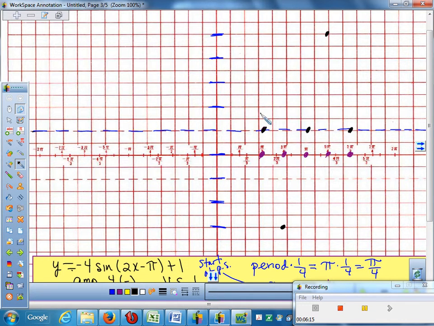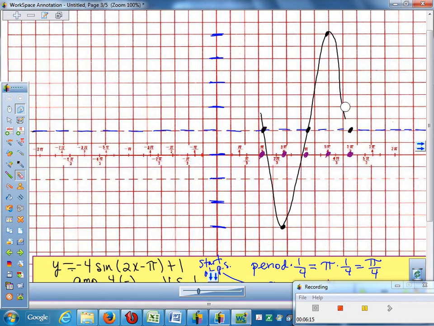Once you have your 5 points, then yes, you can do just like you did on your last assignment, drawing your wave. Try to round those curves. Whoops, I kind of missed that last curve a bit. Try again on that one. Try to round those curves a little bit more. And you've graphed your first sine with phase shift.